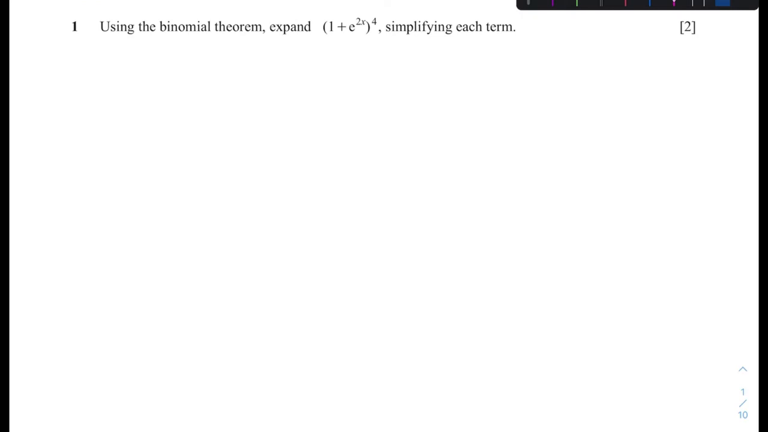So let's start with the first question. It says that using the binomial theorem, expand this and then simplify each term. Note that the binomial theorem would always be given in the exam room, as part of the formula sheet. So if you don't remember, don't panic.